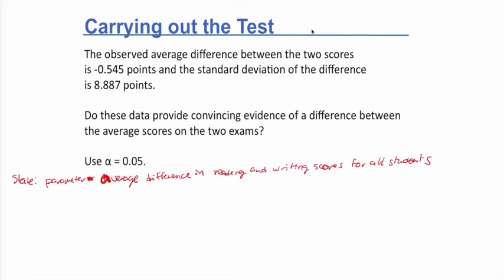We state our parameter hypotheses. We want to go ahead and state our statistic. Our X bar is negative 0.545. Our null hypothesis is that the mean of the differences is equal to 0. Our alternative hypothesis is that the mean of the differences does not equal 0. We don't have any indication of which direction the test goes, so this is going to be a two-tailed test. And we're going to use an alpha equals 0.05.